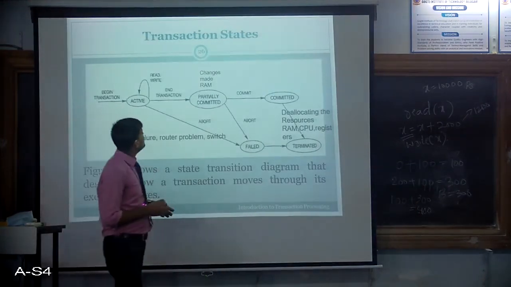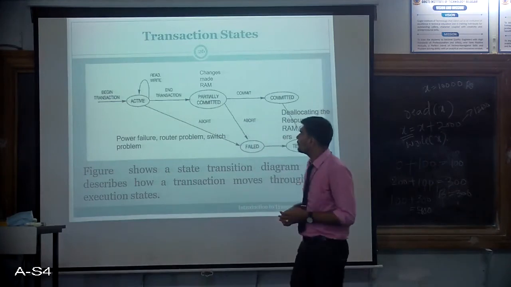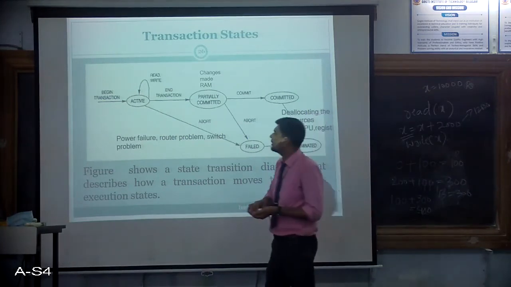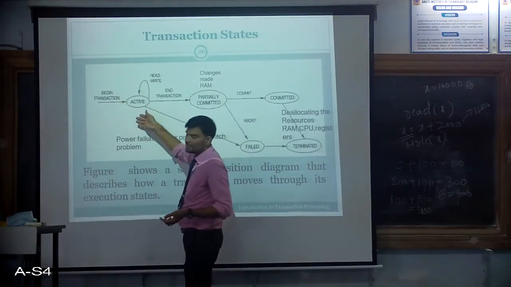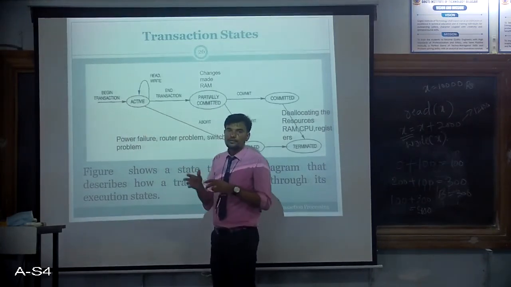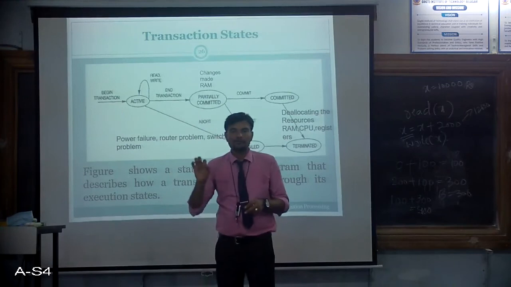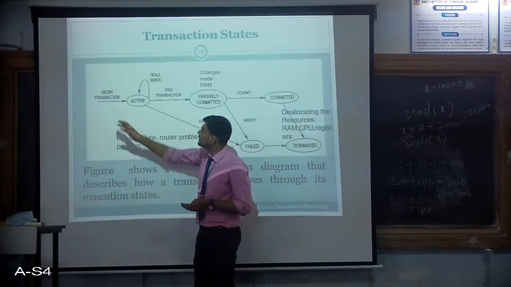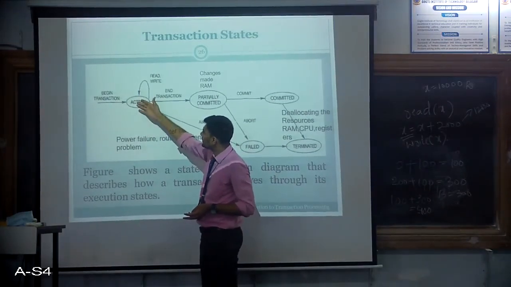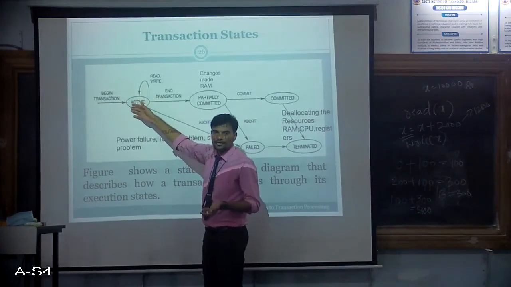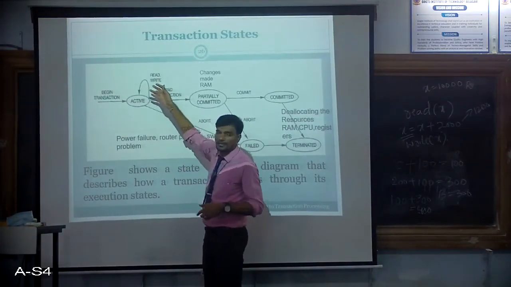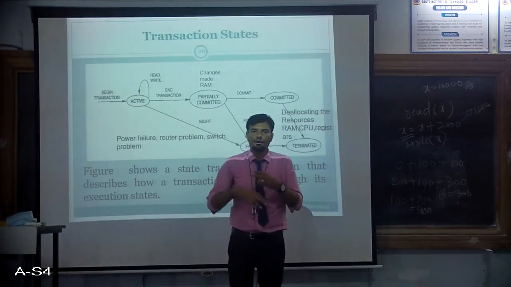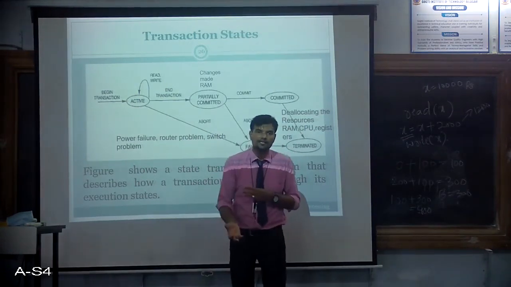Now these are the transaction states. Whenever you are executing a transaction, initially it is in passive mode. We start with begin transaction, and initially the transaction is in passive mode. Suppose you have written a program and once you click on execute, it moves from passive mode to active mode. Similarly, when you execute a transaction, it moves from passive mode to active mode. Once it is in active mode, we perform read and write operations, which means you are reading the data from the disk or writing the data onto the database.